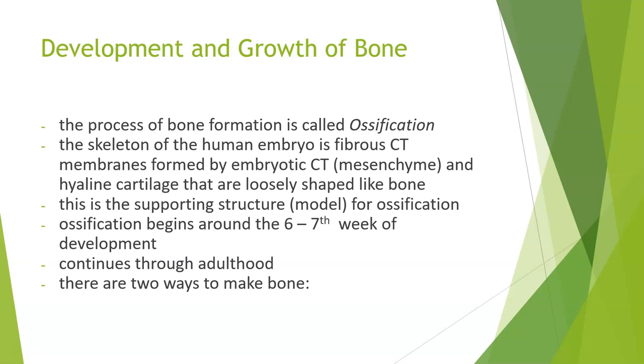It may not look like the bone it's eventually going to become, but there is a model that will eventually become ossified through ossification. Ossification begins around the 6th to 7th week of development. That may surprise some of you. When we first discover that you're pregnant, it's usually when you miss that first period, and by that point you already have a bit of a nervous system, a cardiovascular system, and now you're starting to ossify bone. This ossification process continues throughout adulthood.